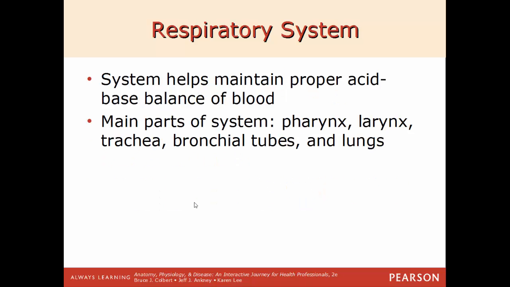The system is also a key factor in maintaining the proper acid-base balance of your blood. You don't want your blood to become too acidic or too alkaline. Your blood can only handle a very small window of pH difference, so you don't want it to be too high or too low. So the respiratory system is one of the main systems that help control this. The main parts of the system are the pharynx, which is your throat, the larynx, your voice box, the trachea, the bronchial tubes, and then of course the lungs.